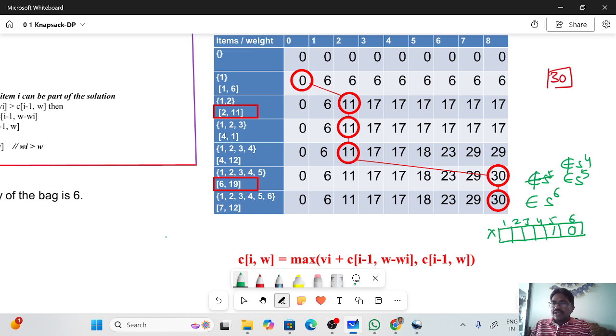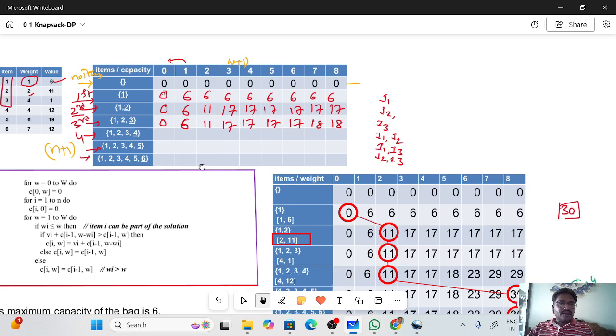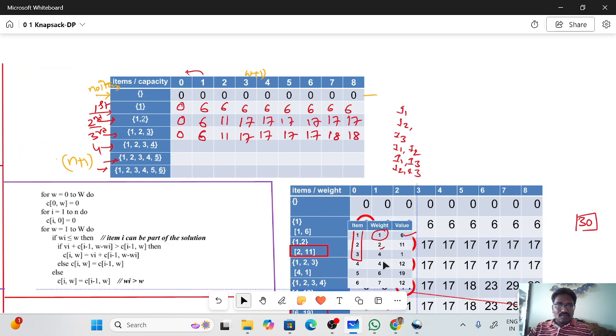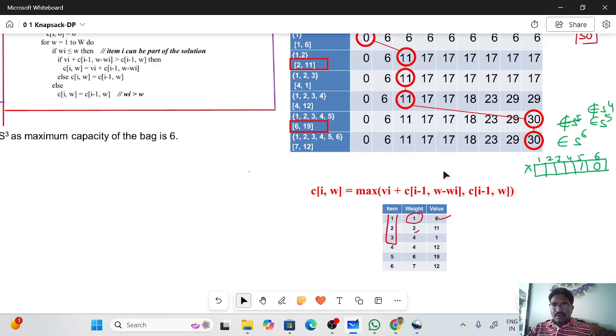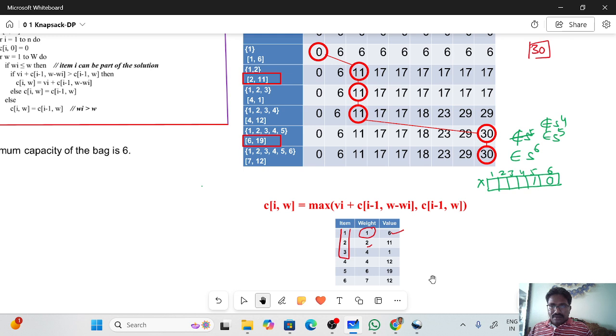Once you consider it, what are you going to do? You must subtract the corresponding item profit. What is the 5th item profit? Check these items. The 5th item profit is 19. So what is 30 minus 19? 30 minus 19 is 11. So that means 11 belongs to S4 and does not belong to S3.